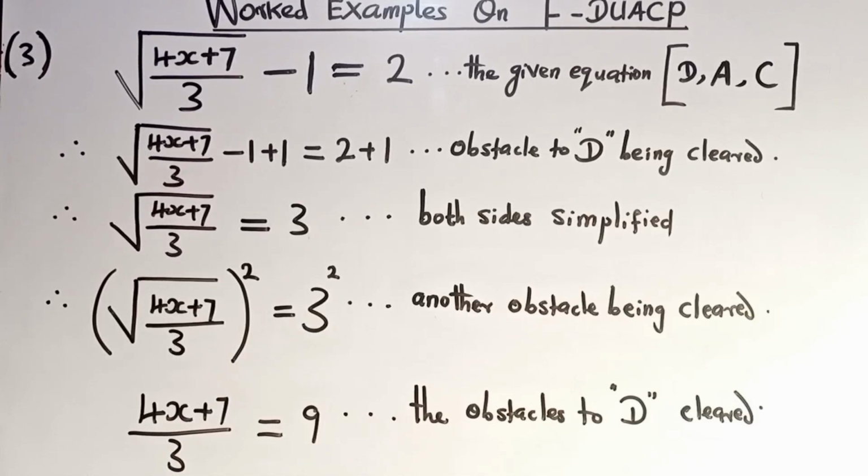Let's now look at the third worked example among the examples that are designed to highlight how to apply f-duap. This is the third example among the examples designed to highlight how to apply the formula f-duap for solving ordinary algebraic equations. This example number 3 says square root of 4x plus 7 all over 3 minus 1 is equal to 2.